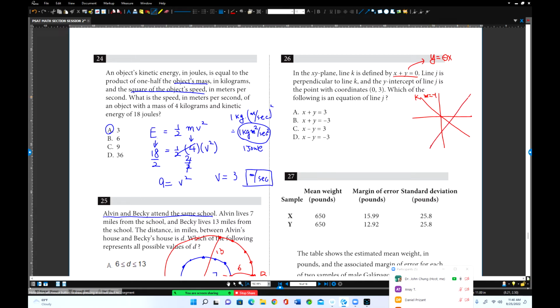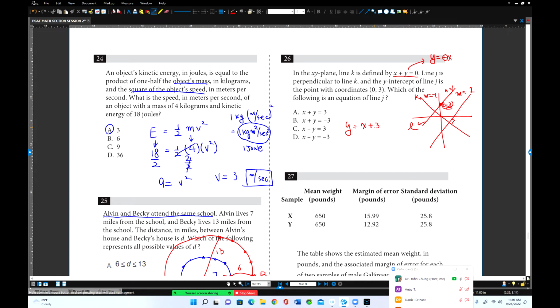If we have a line perpendicular to this, the slope is the negative reciprocal. Negative 1 over negative 1 is positive 1, so the perpendicular line has a slope of 1. This line passes through 0 and 3, so the y-intercept is 3. The equation of this line F is y equals 1x plus 3.